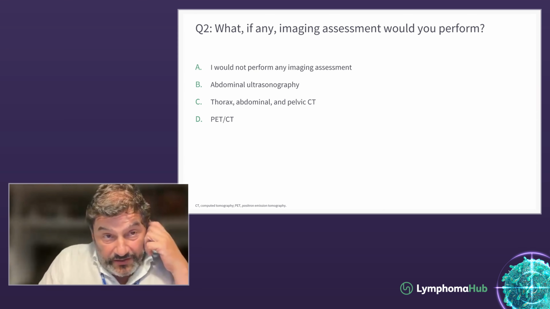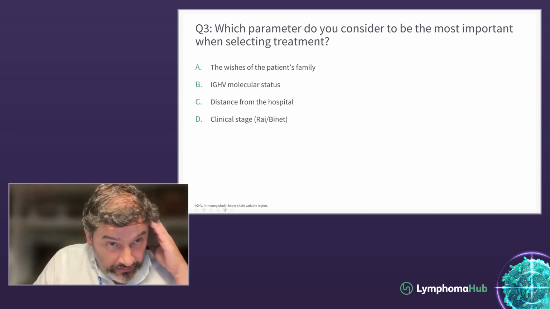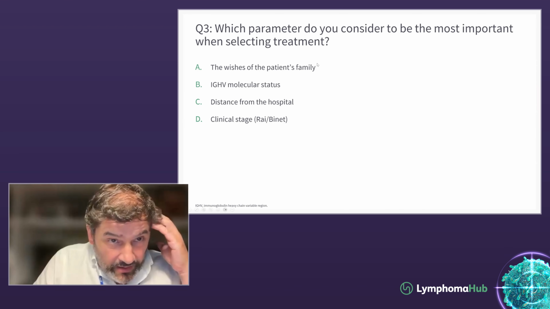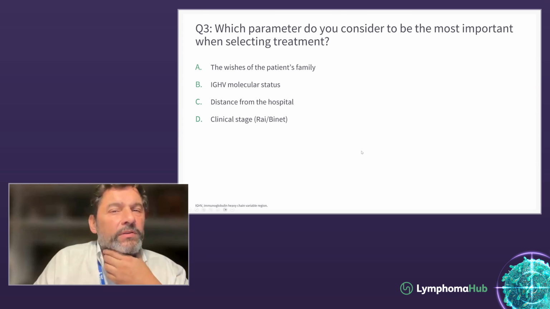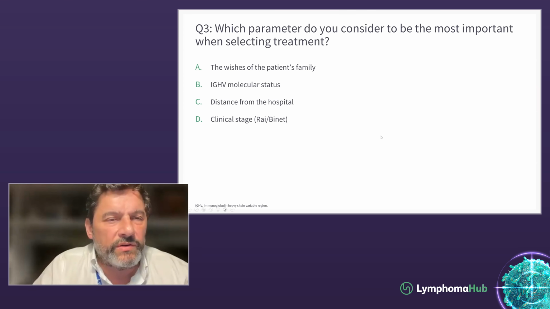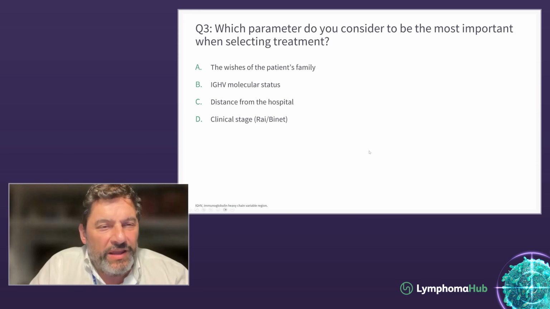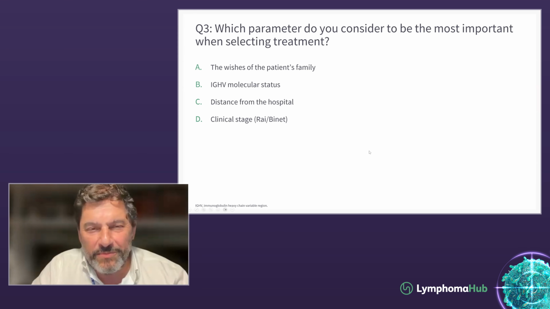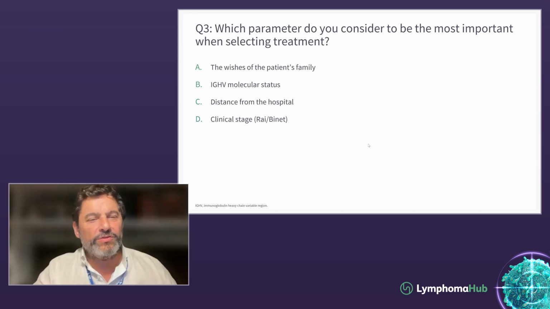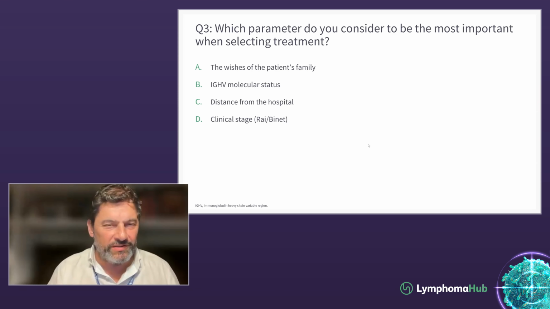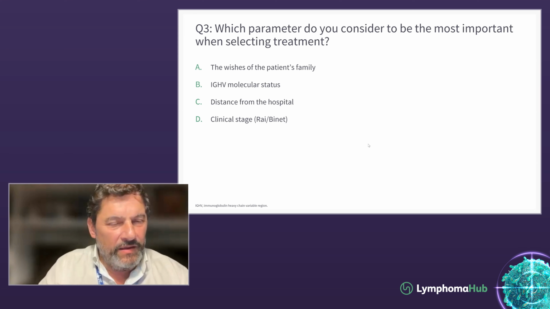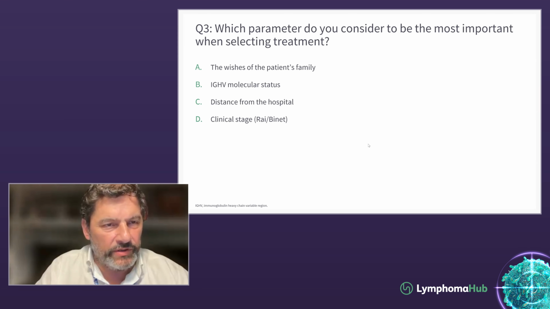And we can move to the next question related to that case as well. Which is, for you, the most important parameter, or the parameter you consider the most relevant when selecting therapy? Option A, the wishes of the patient's family, IGHV molecular status, distance from the hospital, or clinical stage. So please vote again. And the fourth question, I think there is another one.